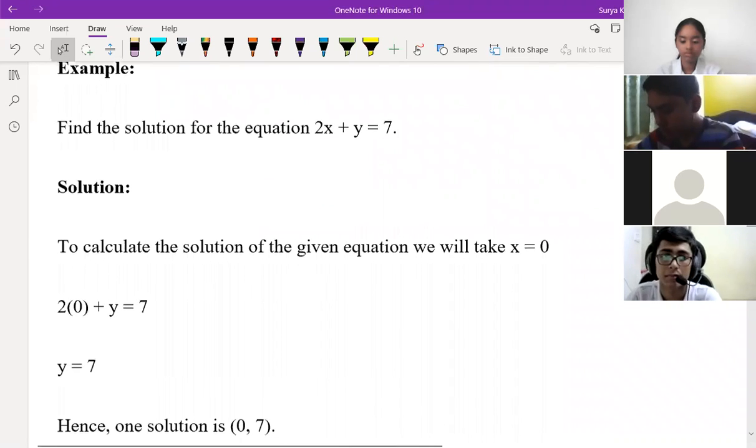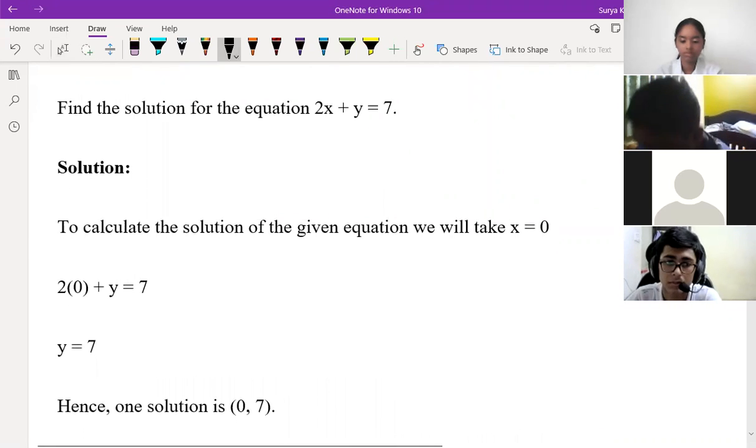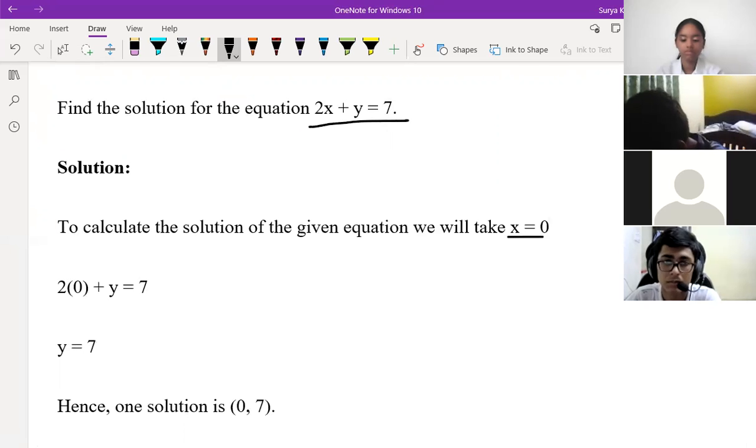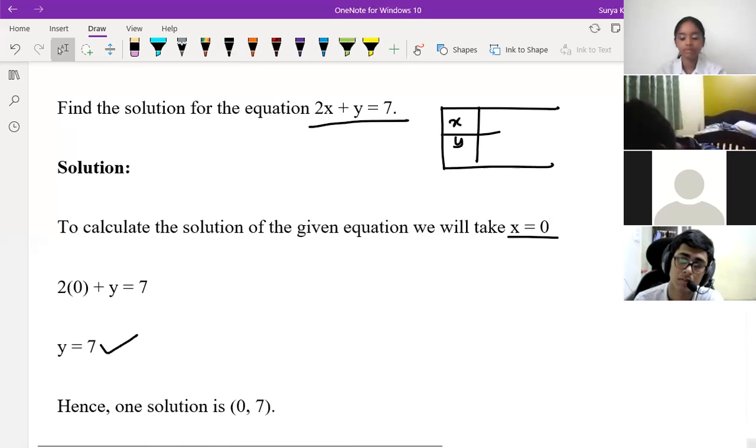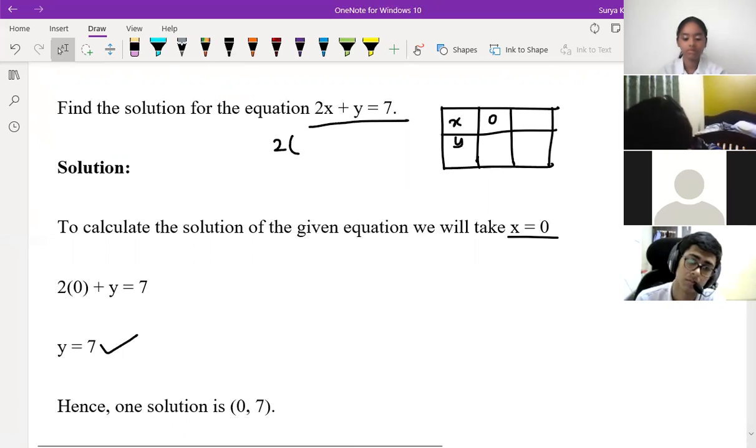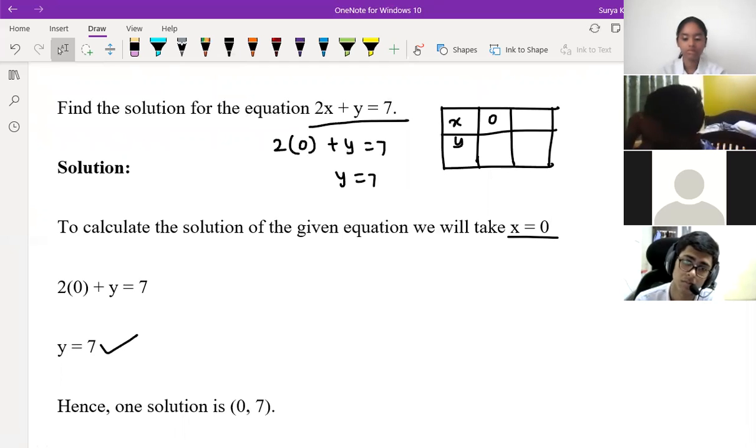Now find a solution for C. Same thing they are using here. Find a solution for the equation. This solution they are asking. If you put x is equal to 0, what do you get? y is equal to 7, right? In the same equation, they are making one list over here. They are putting x is equal to 0, so 2 into 0 plus y is equal to 7. So you will get y is equal to 7. You can write here 0, 7. Means if you put 0, you get 7. Understood?